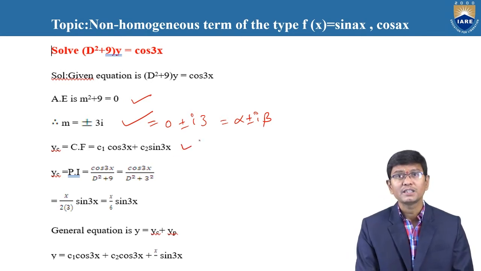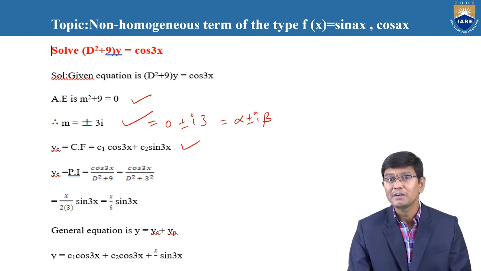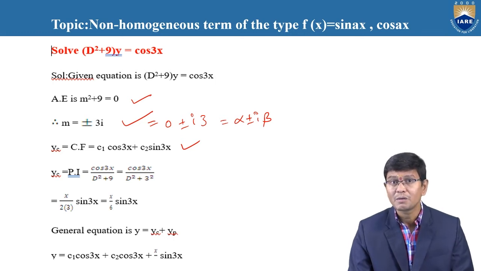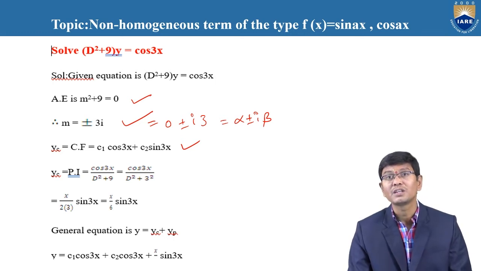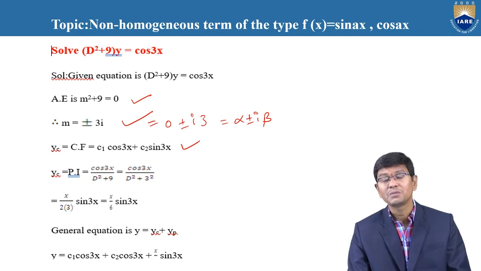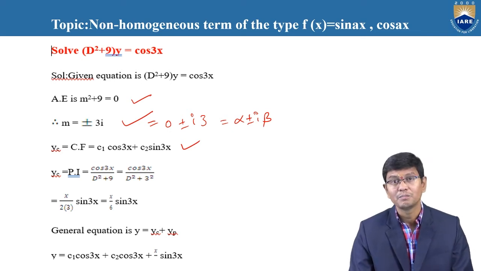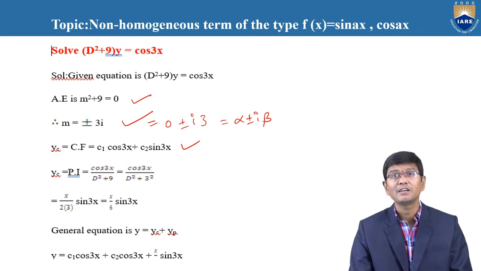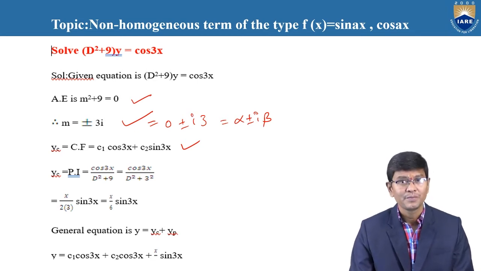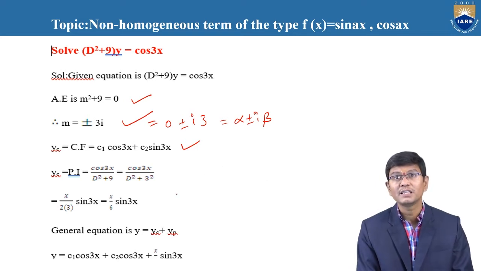Now we need to find the particular integral of this equation. The particular integral is yp = 1/f(D) · Q. Therefore, 1/f(D) = 1/(D² + 9) and Q = cos 3x. According to type 2, D² = -a². The denominator is zero because D² = -9, and -9 + 9 = 0. Therefore, this is a case of failure.